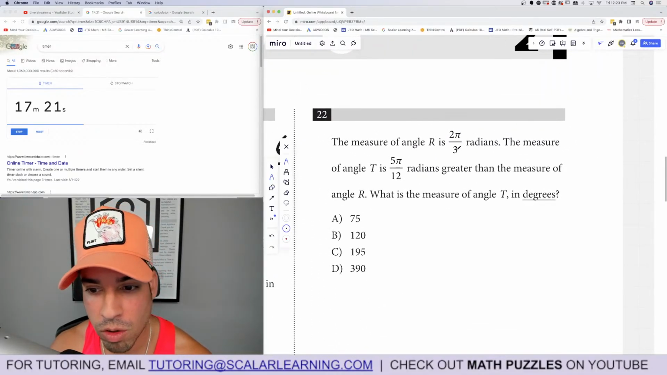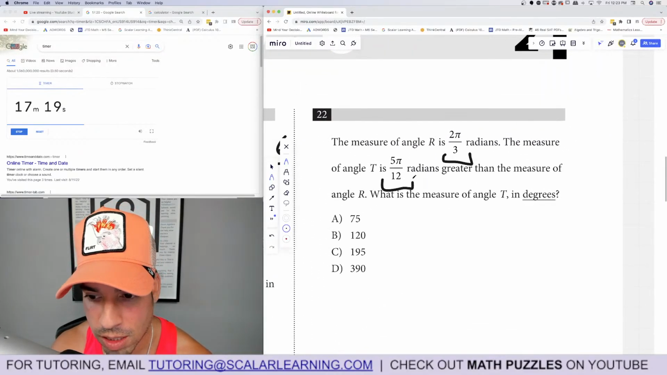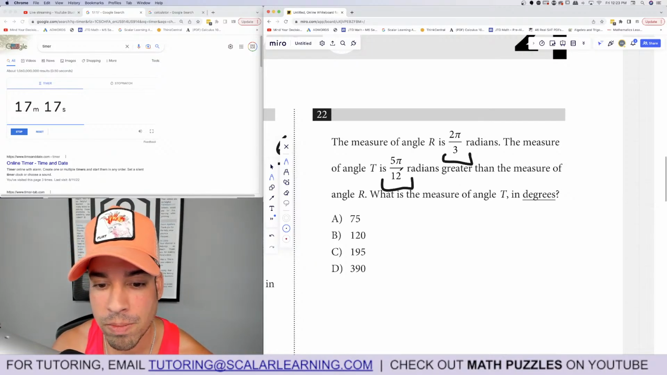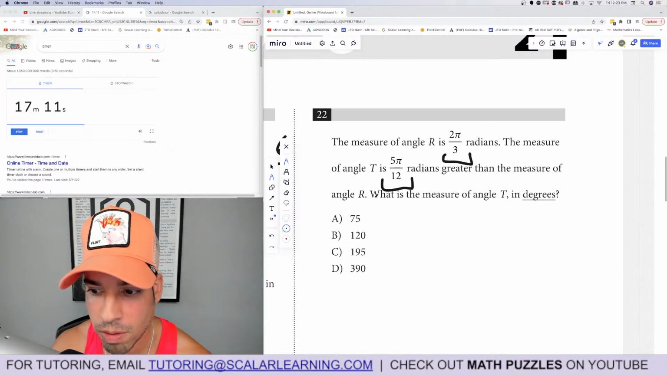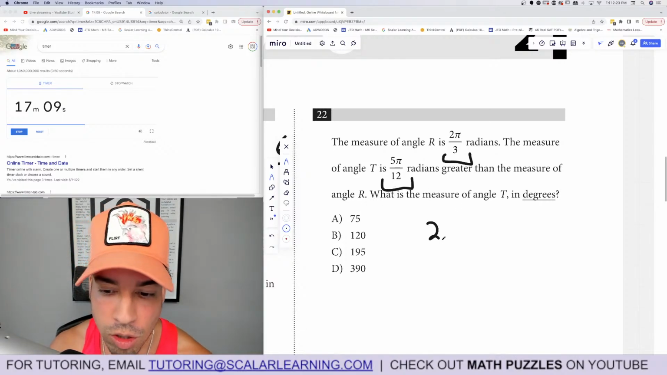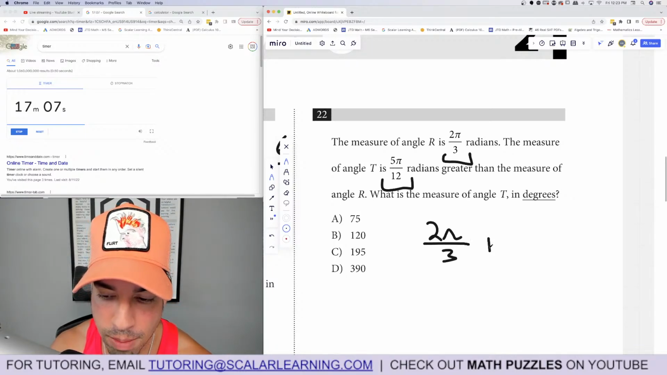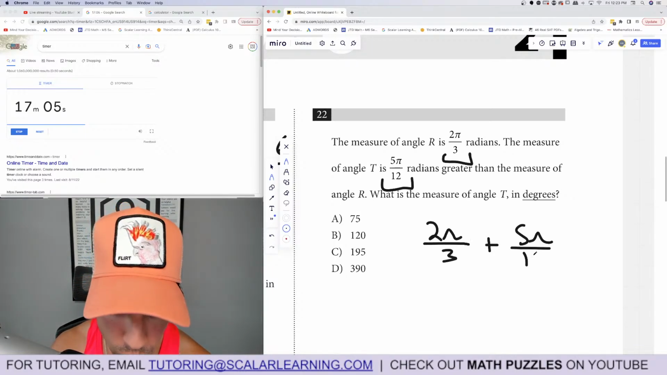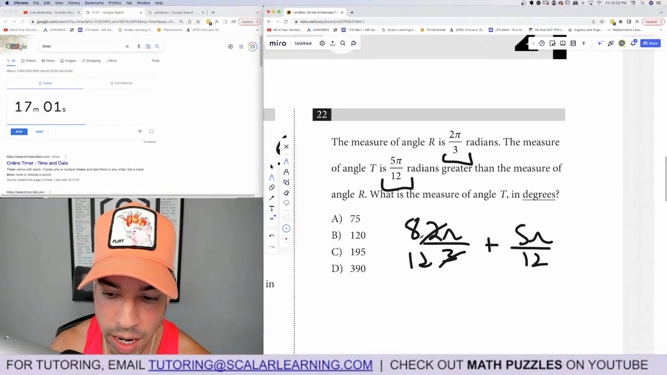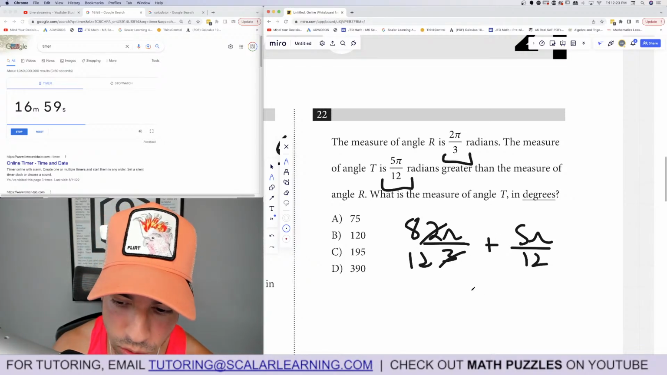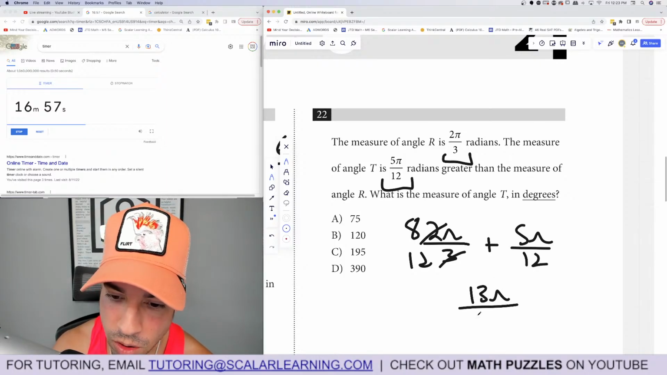22. The measure of angle R is this. The measure of angle T is this, greater than R. Got it. So it's 2 pi thirds, and they're saying it's that much greater. So we're adding 5 pi twelfths, common denominators. Let's do 12. So 8 pi over 12. Add the two together. That's 13 pi over 12.